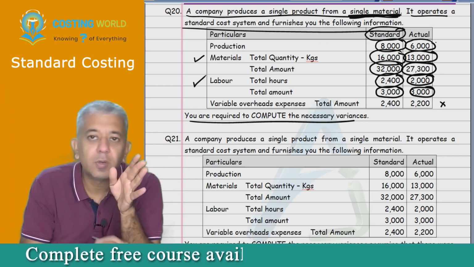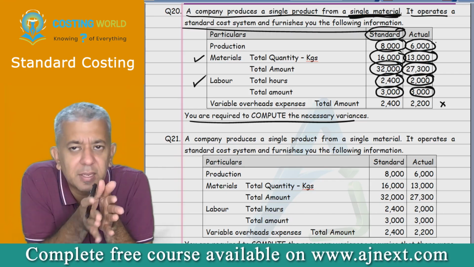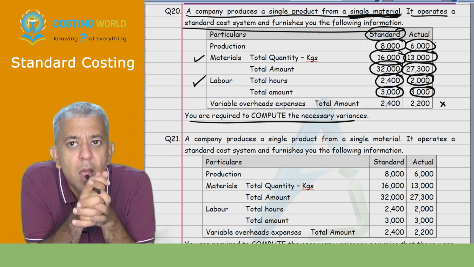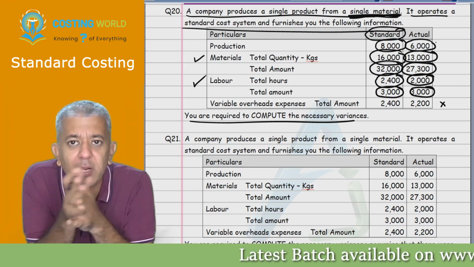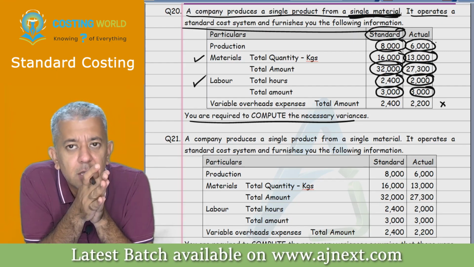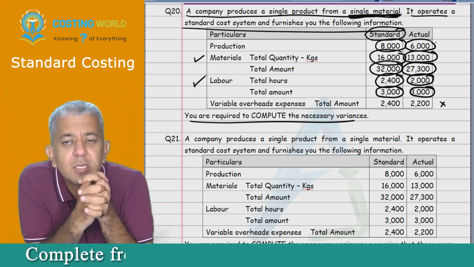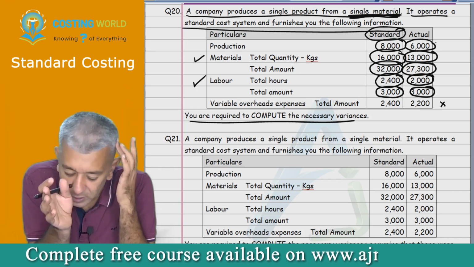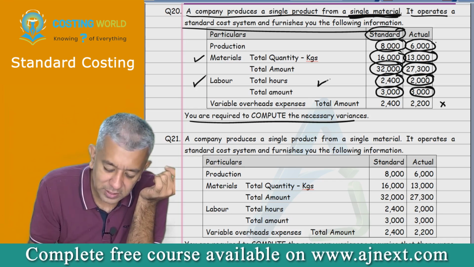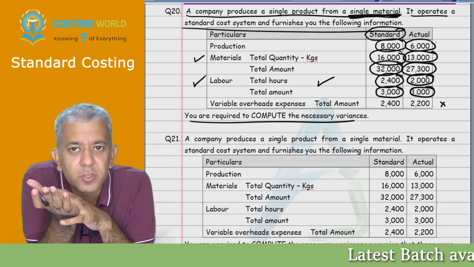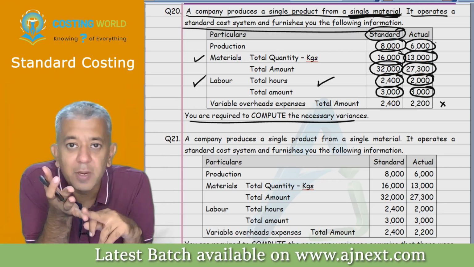Now, tell me first of all, both material and labor are dependent upon what factor? Output. Tell me, standard data is for what level of output? 8,000. But in reality, what was your output? 6,000. So revised standard will be made for 6,000. Now one thing more over here. For labor also, in this case, there is only one type of labor. So therefore, labor mix will become 0.